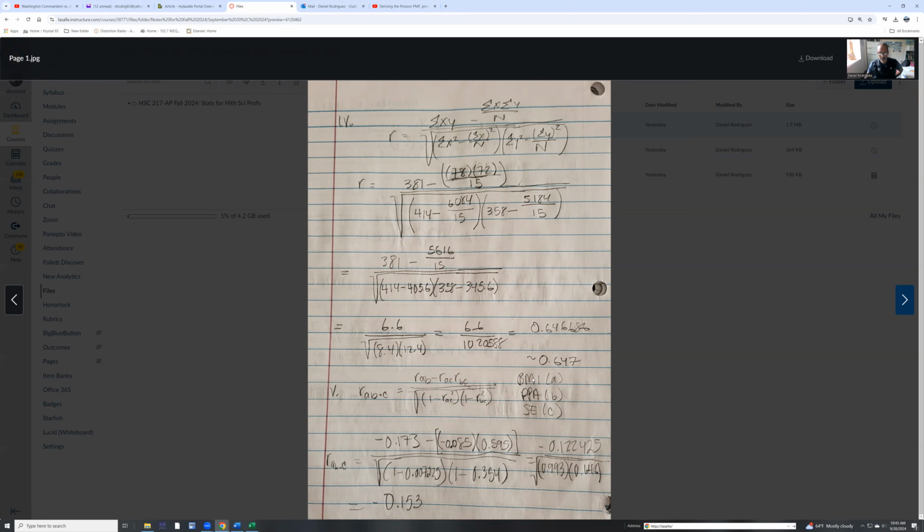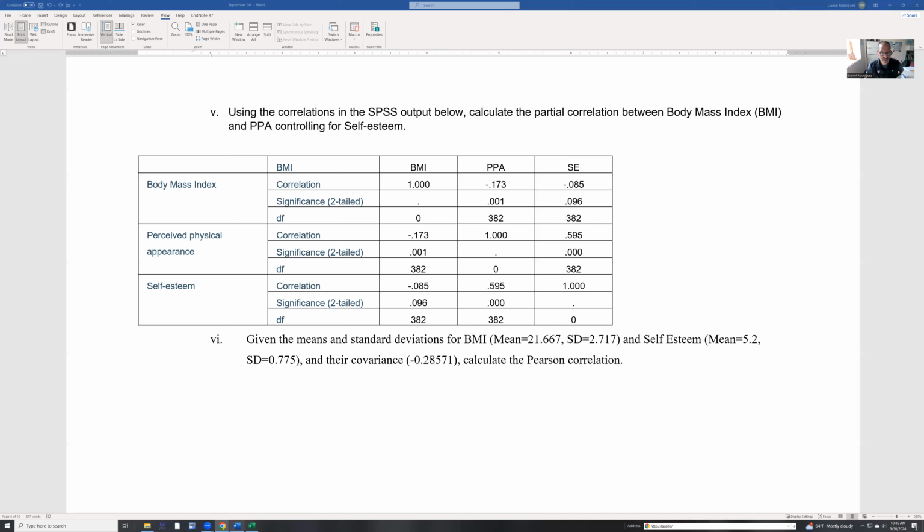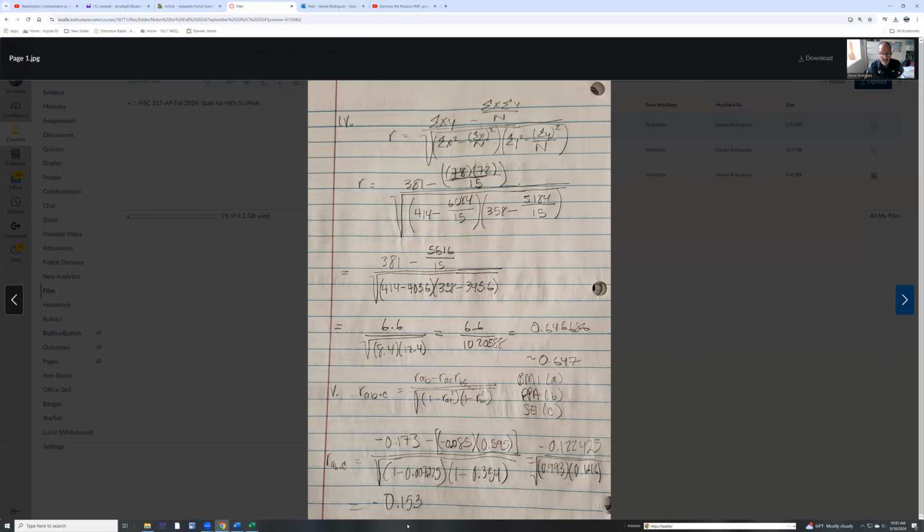So let's compare that to BMI and PPA. So we got negative 0.153, but BMI and PPA, if we just look at them here, it's minus 0.173, BMI and PPA. And what did we find it to be? BMI and PPA didn't change that much. Went down to 0.153 from 0.173. So again, controlling for self-esteem didn't really do that much here. But that's just how you would do it if you were doing a partial correlation.